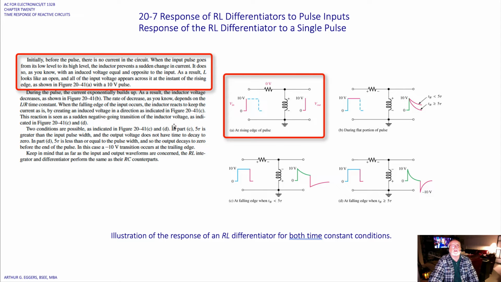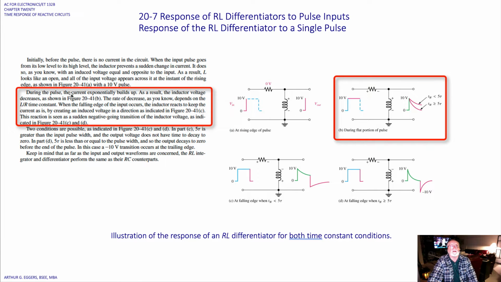Initially, before the pulse, there is no current in the circuit. When the input pulse goes from its low level to its high level, the inductor again prevents a sudden change in current. It does, as you know, with an induced voltage equal to and opposite to the input. As a result, the inductor looks like an open, and all of the input voltage appears across it at the instant of the rising edge. So we can see the input is rising. We're seeing the same thing across the inductor.